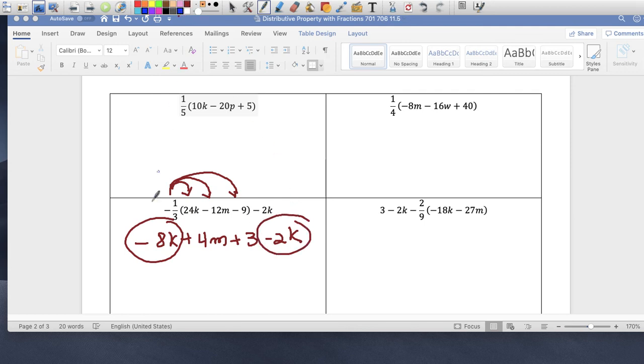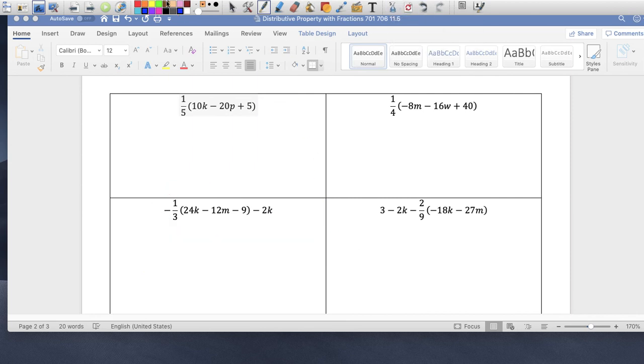So I'm going to write it out. Like terms next to each other, and then plus 4m plus 3. So negative 8k minus 2k is negative 10k plus 4m plus 3. Where are we? Here. So that 3 is going to do absolutely nothing. The minus 2k is going to do absolutely nothing.